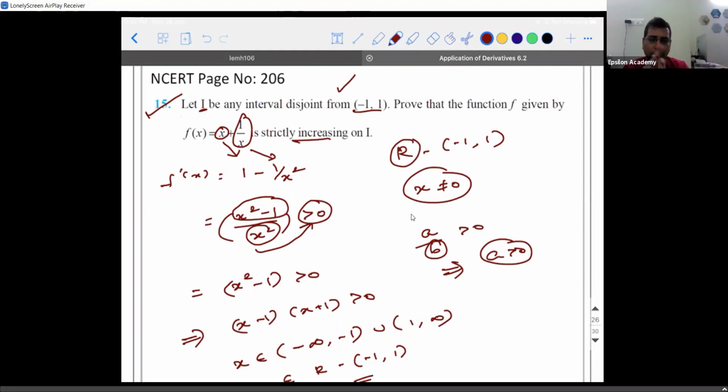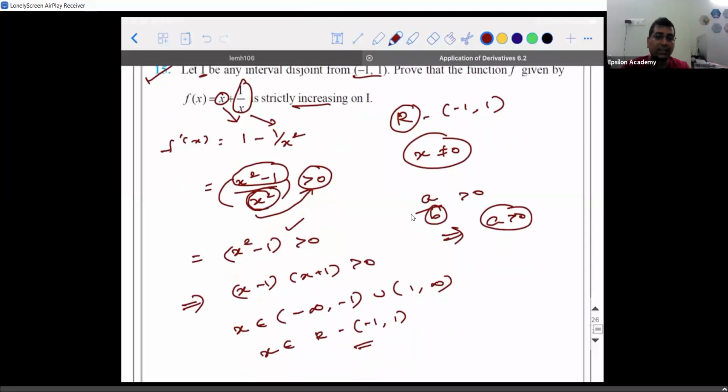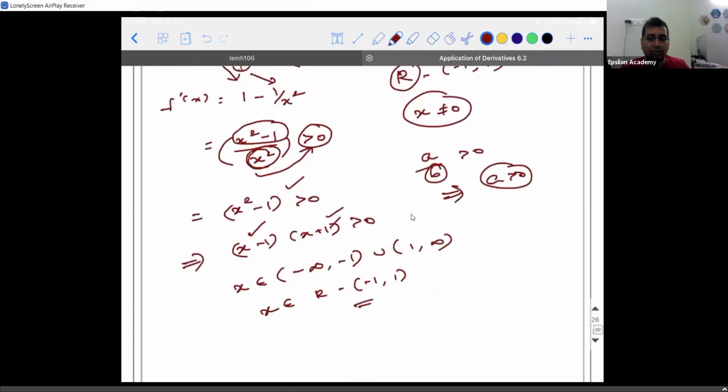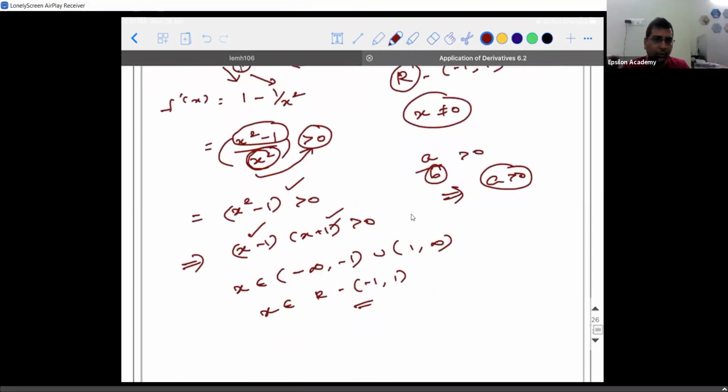And 0 obviously falls between minus 1 to 1. So from there I understood that x cannot be 0. So I took that x square to the other side. Then x square minus 1 is greater than 0. A square minus b square, a minus b into a plus b is greater than 0. As a result, this I have already taught: x minus alpha into x minus beta is greater than 0, x belongs to minus infinity to alpha union beta to infinity.